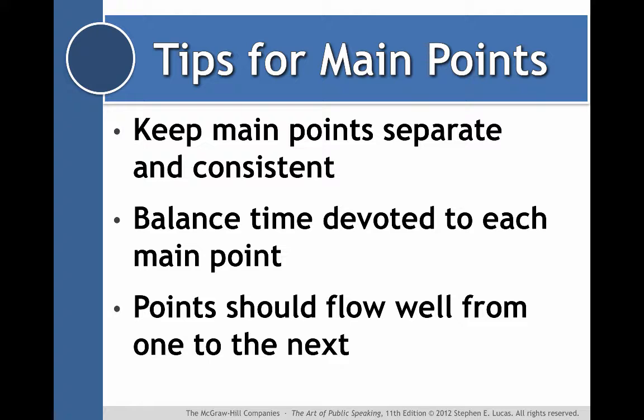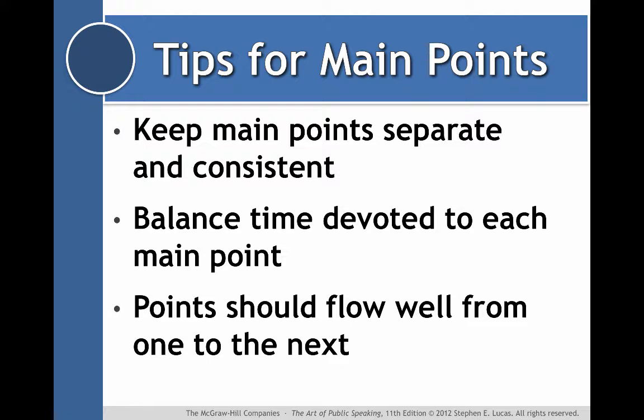Don't mix them up together. Keep them consistent and logical. Balance the time you devote to each main point. What I mean by that is, if you have 3 main points and 4 minutes to devote to the entire body of your speech, then you're looking at about 1 minute and 20 seconds for each main point. Again, that's approximate, and they don't all have to be exactly the same length.